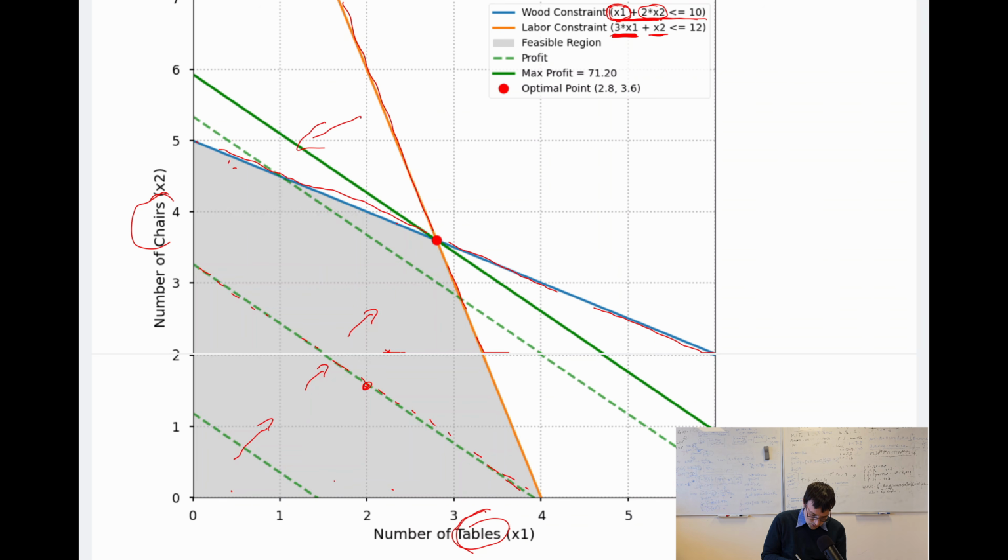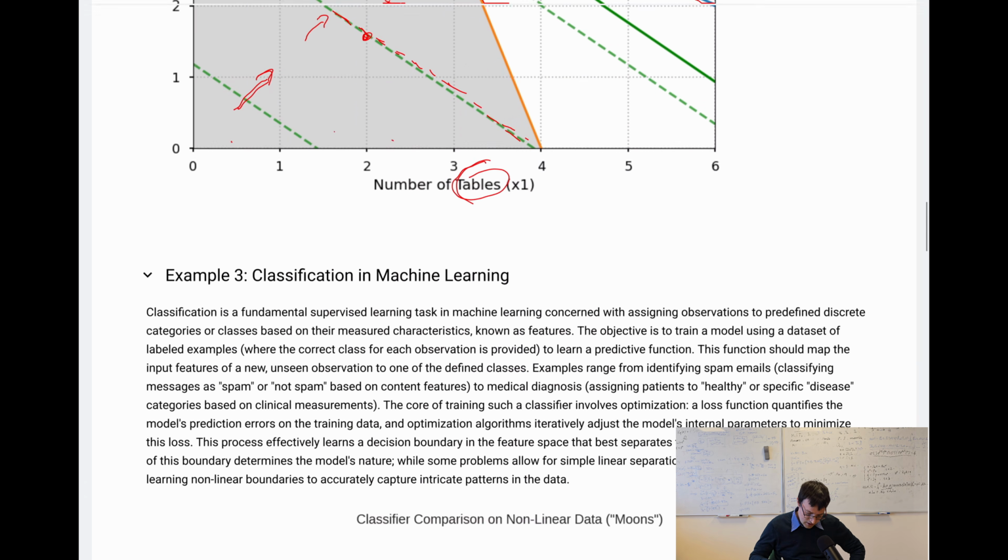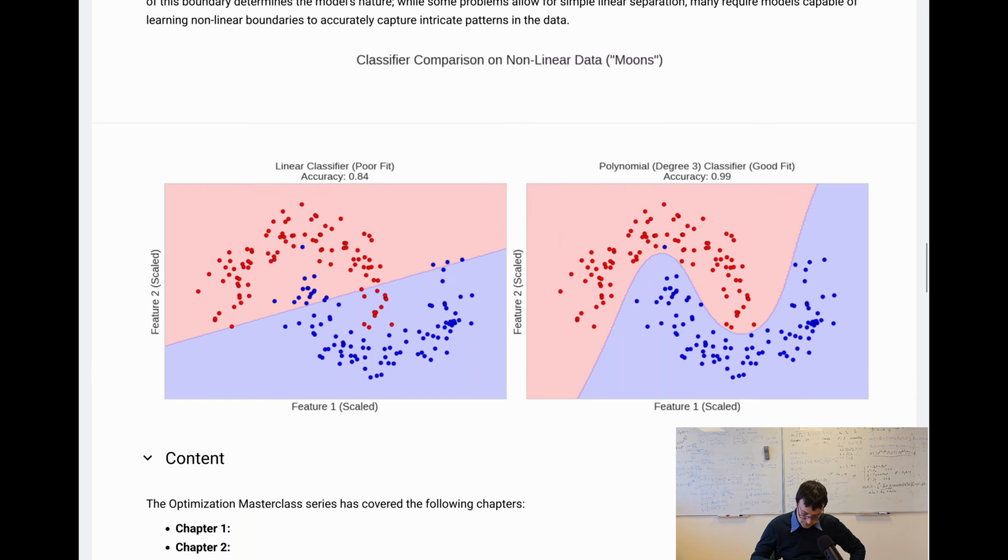So the idea is that we want to, of course, build as many chairs and as many tables as possible along these lines over here. And as we push these lines as high as possible, we will end up with the last point in the feasible set. So this is going to be our last point in the feasible set, and it's going to be the optimal solution of this problem. Let's look now at another example, which comes from machine learning.